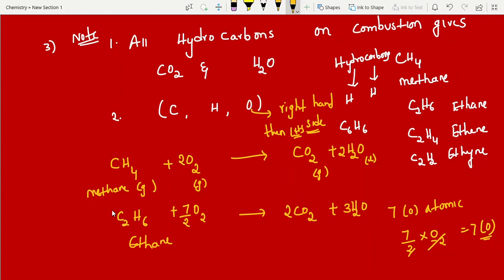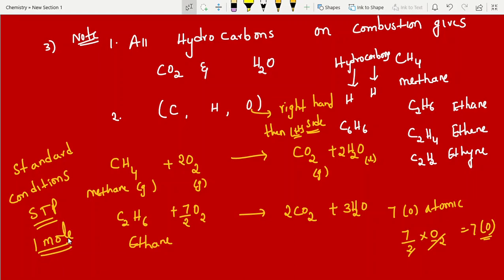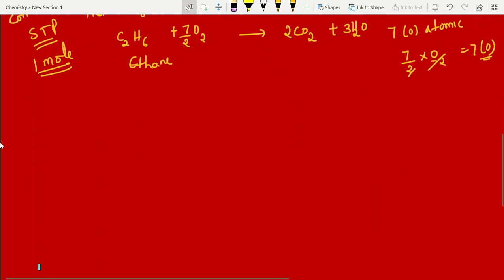But here, standard conditions, students, we are taking for only 1 mole. STP conditions is nothing but standard temperature and pressure. We are always speaking for 1 mole. That's why you have to take it as 1 mole only. If you get a fractional value in the case of oxygen also, nothing will happen.